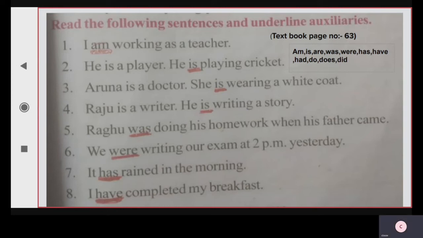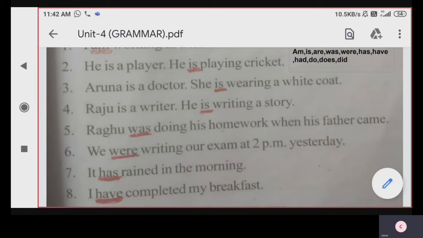Children, remember, when the words like am, is, are, was, were, has, have, had, do, does, and did are used only before verbs, then they are called auxiliaries. If these words are used before nouns or any other words, then they are not called auxiliaries. Then they are called main verbs.